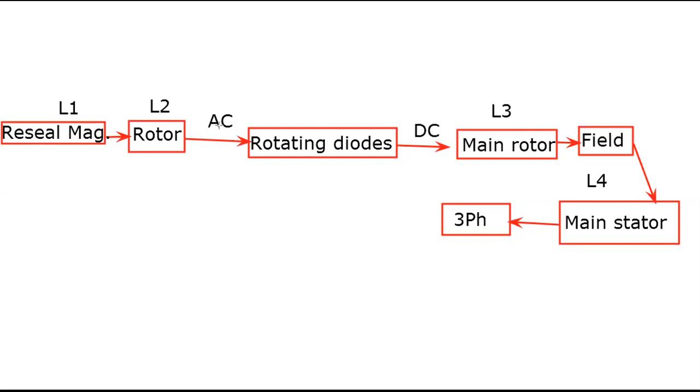This is rectified by the rotating group of six diodes, converting it to DC. The DC supplies the main rotor, producing an electric field. This field rotates and crosses the main stator, producing three-phase AC. Back to bar 1.